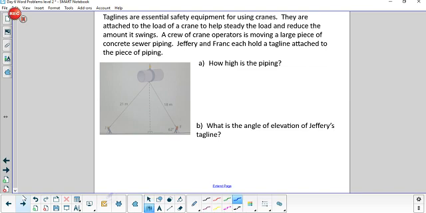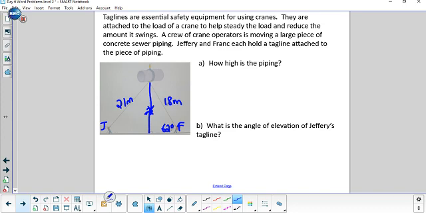So we have down here, this is a J, so we've got Jeffrey, over here is F, we've got Frank. It's kind of hard to read. What we have here is a 62-degree angle. We've got 18 meters for this tagline and 21 meters for the tagline over here. So those are the values that are in that picture. The first question says, how high is the piping? So we want to know this value. We'll call it x.